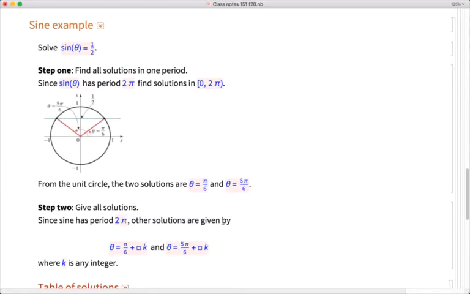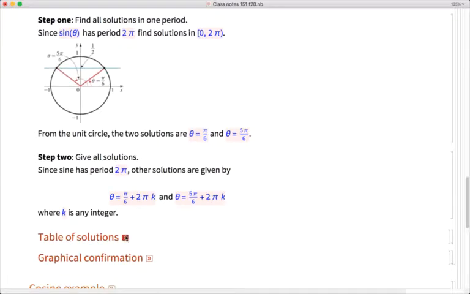Okay, and now step two, we want to give all solutions, and we do that by adding on multiples of the period for sine. One of the solutions was pi over 6. We'll get other solutions when we add on any multiple of 2 pi: 2 pi, 4 pi, 6 pi, and also negative multiples like minus 2 pi, minus 4 pi, and so on. We also get that when we add multiples of 2 pi onto 5 pi over 6. The reason this happens is that sine has period 2 pi, which means its values repeat every 2 pi. This is a convention for expressing the solutions.